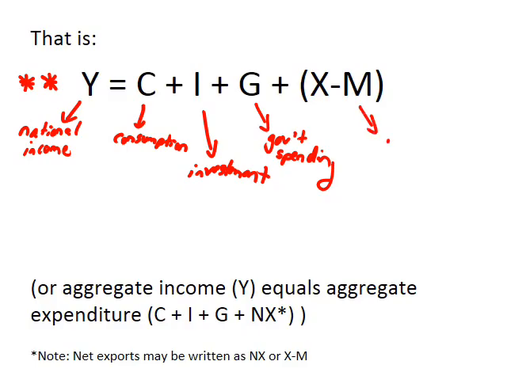And X minus M is net exports, being exports minus imports. So aggregate income Y equals aggregate expenditure. And note, net exports might be written either as NX or X minus M. I tend to use X minus M so that you're really reinforcing the fact that it's exports minus imports and not the other way around.